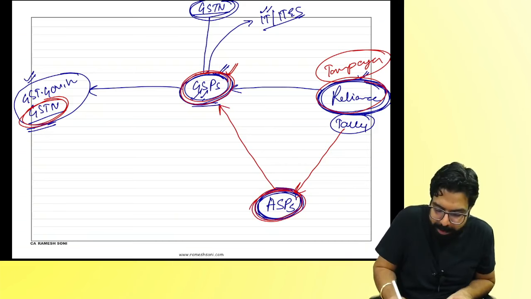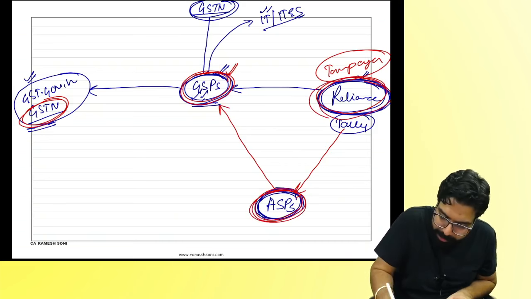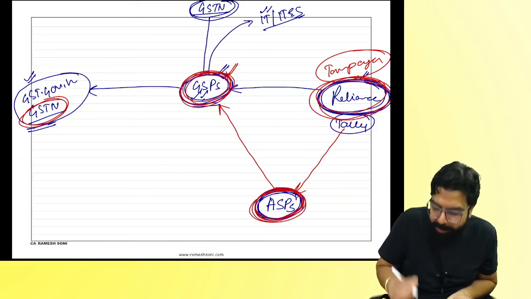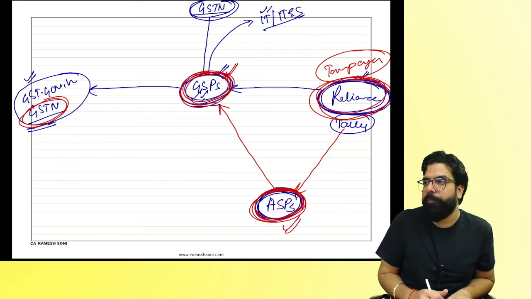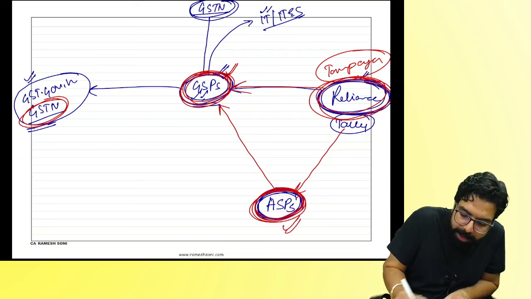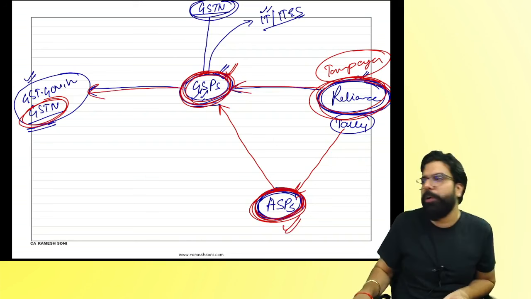ASP is basically a link between whom? The taxpayer and the GSP. Who came now in between? ASP. Who will develop the application? Ultimately, once the application is developed, the data will be pulled from here and pushed to the gst.gov.in.